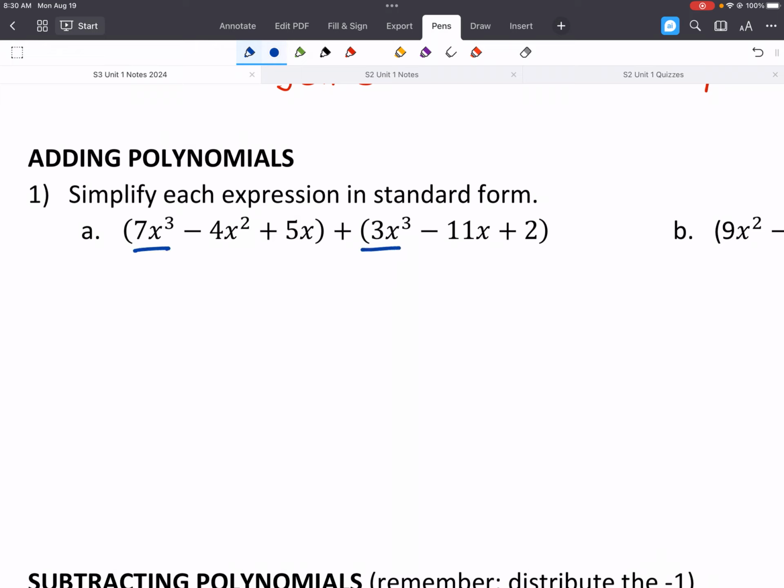It's best if you can always look for your highest exponent and then work your way down. That will make it so your answer is in standard form. All right, so we have these two. Those are like terms. They both have the same variable and exponent. So we will add those together. We'll have 7 plus 3, which gives us 10x to the third. Again, the exponents don't change when you combine like terms.